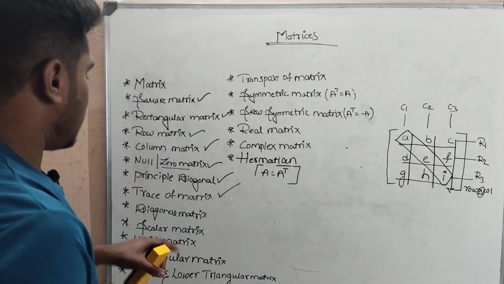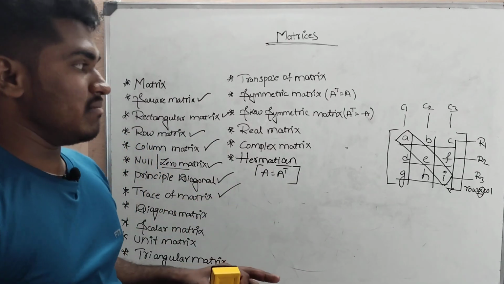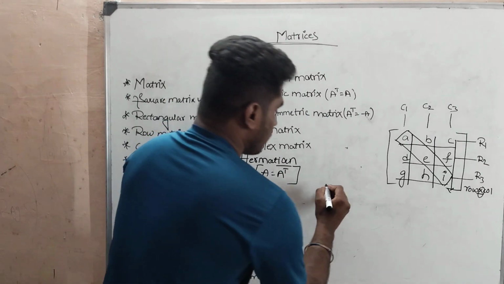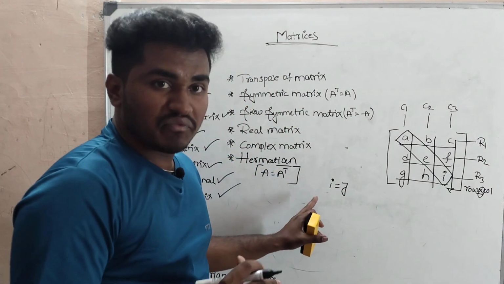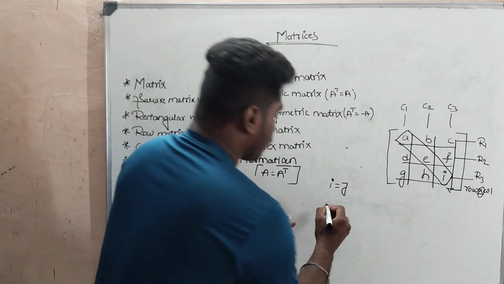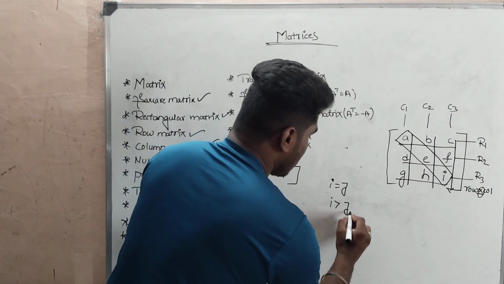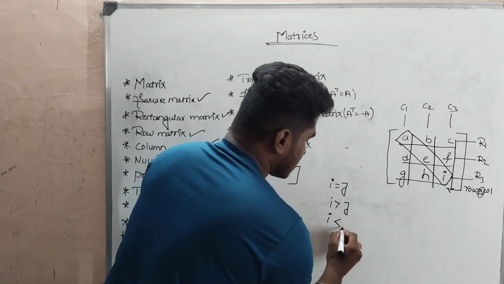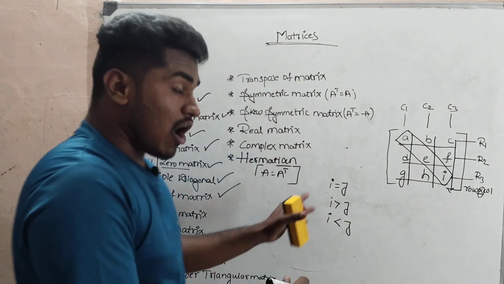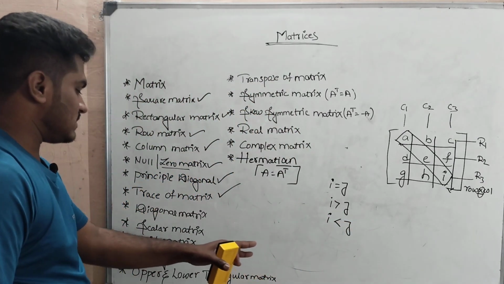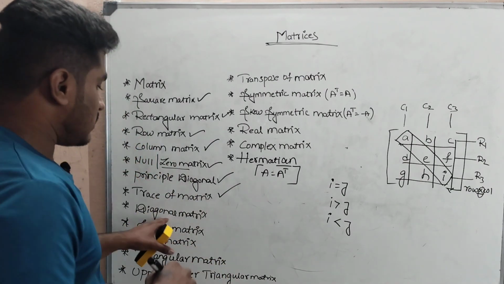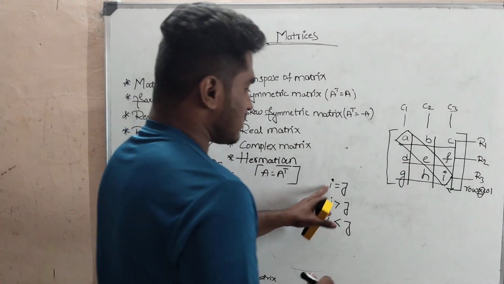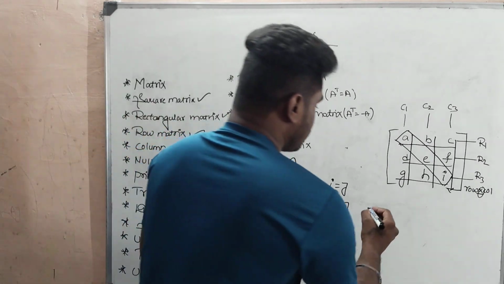So when we come to the diagonal matrix, whenever i equals j, it consists of elements. Otherwise, if i is greater than j or i is less than j, in that case all the elements are 0. That particular matrix is said to be a diagonal matrix. We'll see one example, then you will come to know.